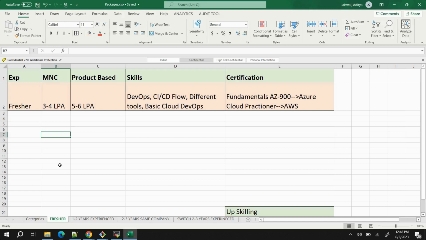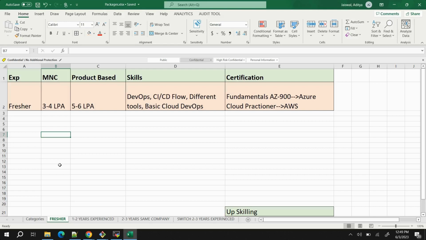Okay, then coming to certification. So as a fresher, there are 2 certifications, and you could do either one of them. Okay, these are basically fundamentals of the cloud. So if you are interested in Azure, you should definitely go for AZ-900, which is the fundamentals of the Azure cloud platform. If you are interested in AWS, then you should go for AWS Cloud Practitioner. Okay, so this will help you get a good point in your resume that you have completed this certification.